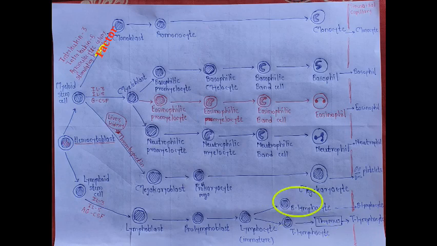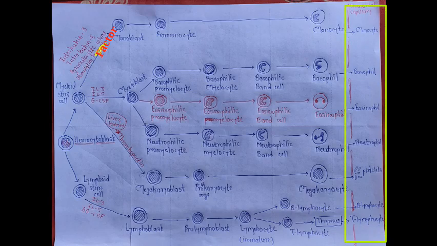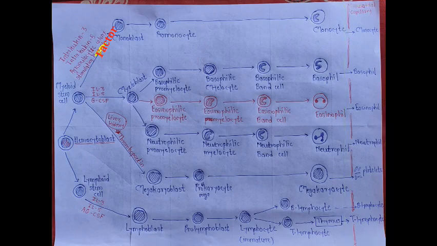B lymphocyte matures inside the bone marrow and enters the blood through the sinusoidal capillary, while T lymphocyte reaches the primary lymphoid organ, the thymus, where it attains maturity. Later on, after maturation, it enters the blood. In this way, all kinds of WBC enter the blood, and this completes the process of leucopoiesis.